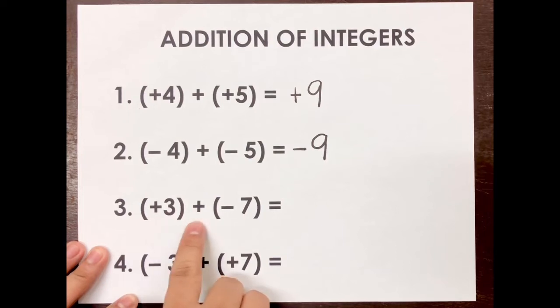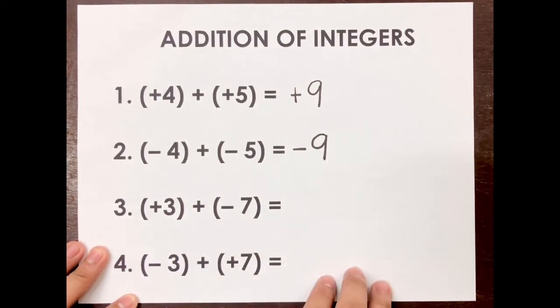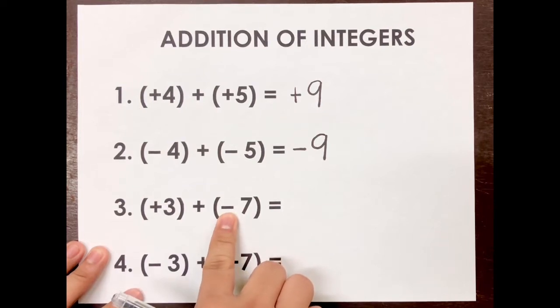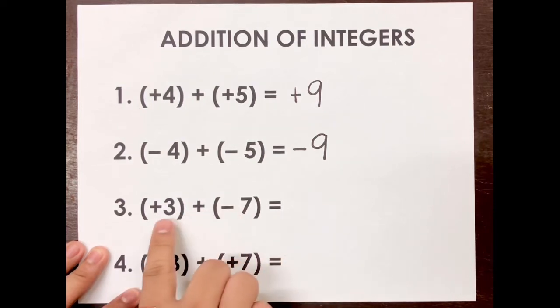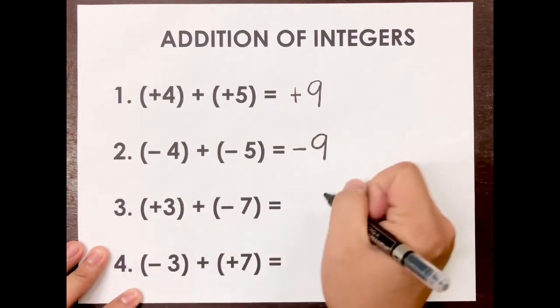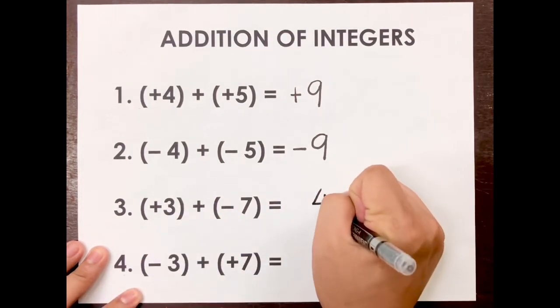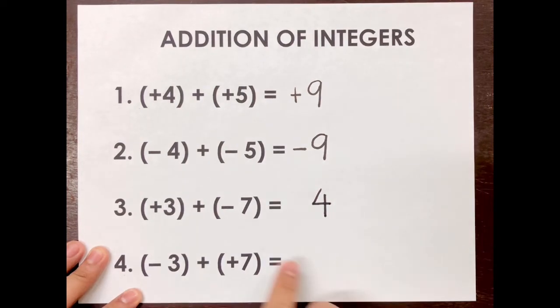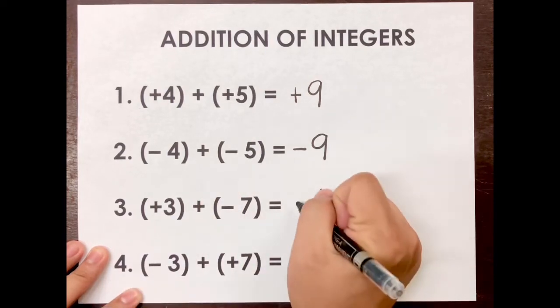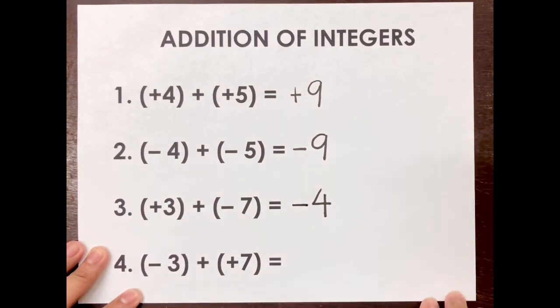We have positive 3 plus negative 7. They are of different signs. So the rule says we are going to subtract their absolute values. So 7 minus 3 will give us, very good, it's 4. And we're going to adapt the sign of the integer with the greater absolute value, and that is negative 7. So it will be negative 4.